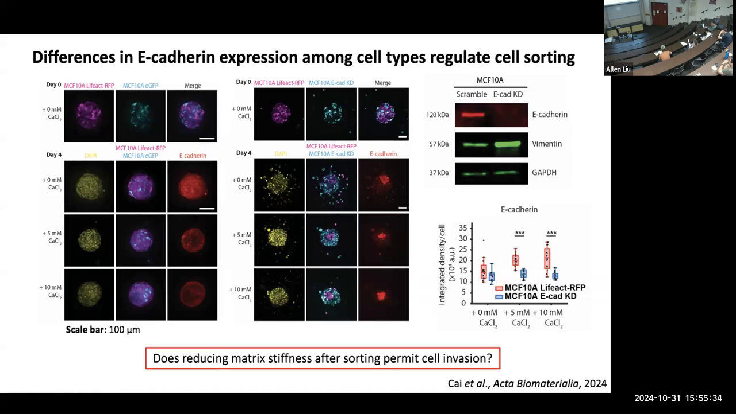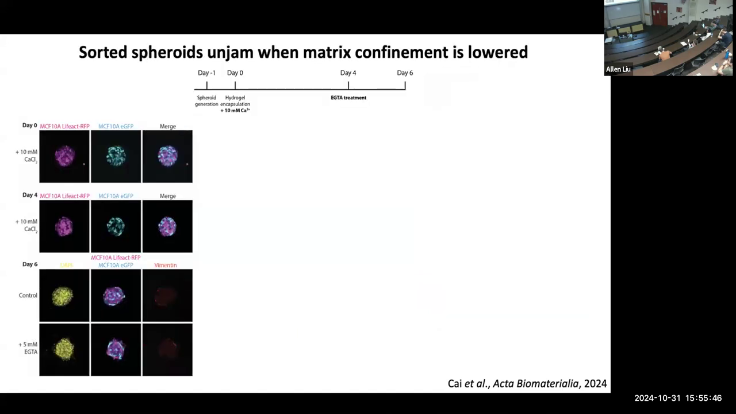So all this stuff so far is actually rather, I would say, expected, but we wanted to understand what happens if you reduce the matrix stiffness. We have this hydrogel system that allows us to increase the stiffness, and we can reduce the stiffness, so we can add EGTA to it. So the experiment is as follows: we added calcium chloride to cross-link the alginate on day 0. We wait for 4 days to allow sorting to happen. We add EGTA to de-crosslink the alginate. So here, this is our control, where again you have the two MCF10A cells. The cells remain well mixed.